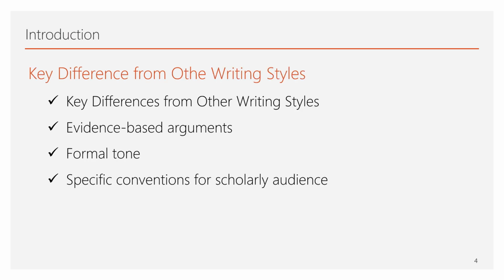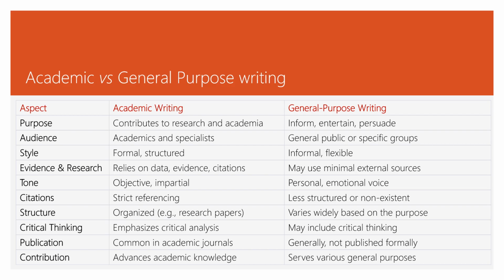When we compare academic writing to other writing styles, academic writing is more evidence-based in its arguments, uses a formal tone, and is intended for a specific scholarly audience. The current slide shows the difference between academic versus general purpose writing. So you can pause this video and read the differences between academic writing and general purpose writing.